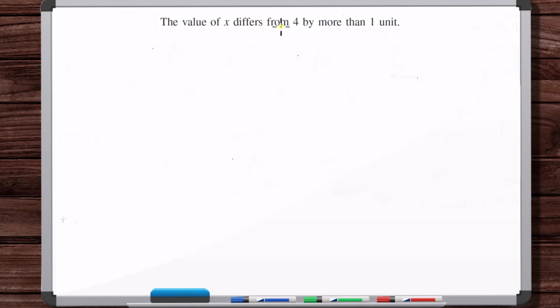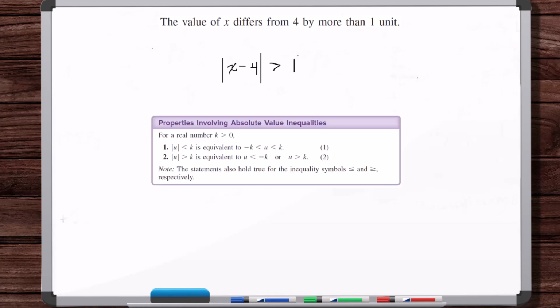The value of X differs from 4 by more than 1 unit. The value of X differs from 4, in either direction, by more than 1 unit. For what values of X is the difference between X and 4? Right? Think about how that statement sounds. It's suggesting that it doesn't matter which direction, so you put an absolute value. That difference is greater than 1. Okay, so let's solve this inequality.